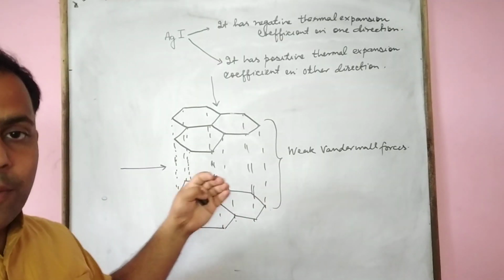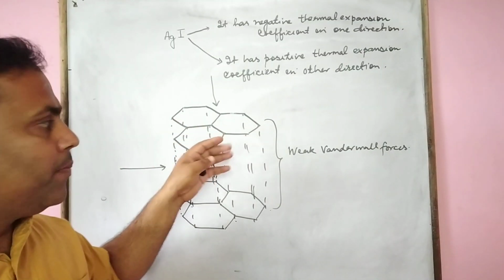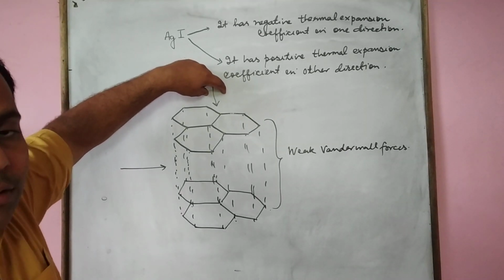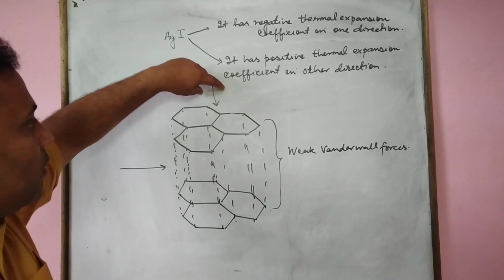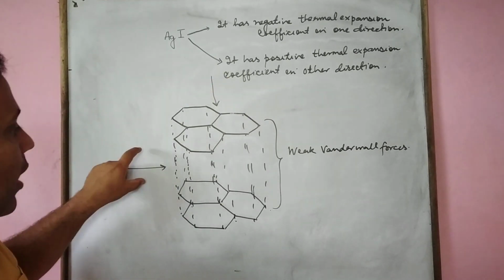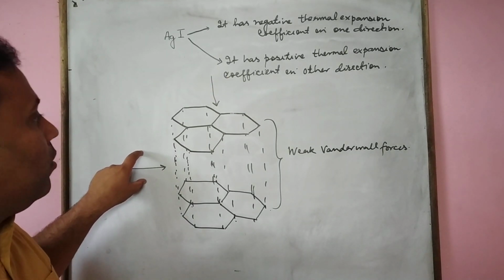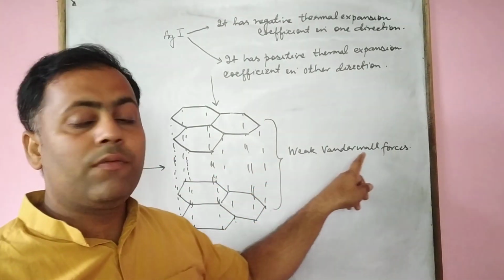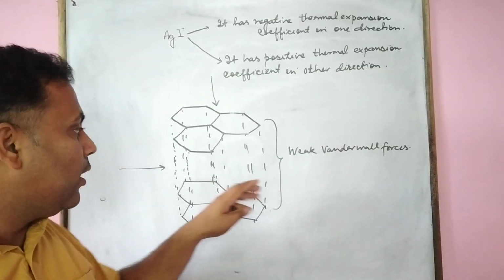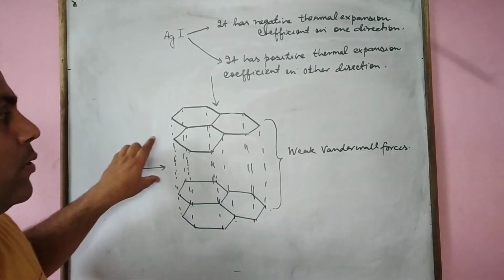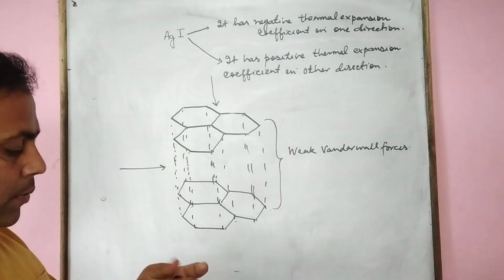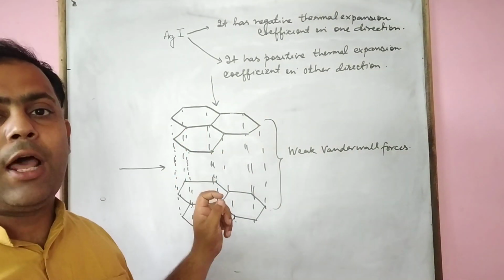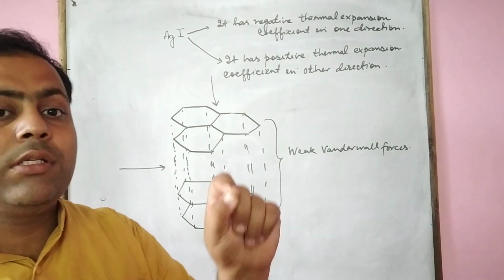Clear? The next property, what we see here in graphite? Here it has higher strength and it resists the breaking because of stronger covalent bond, whereas it has not such type of strength in this direction because of weak van der Waals forces. Clear? That's why graphite is soft. So the next one, what we see here, in case of graphite, one carbon is bonded with another carbon. It means one electron is left.